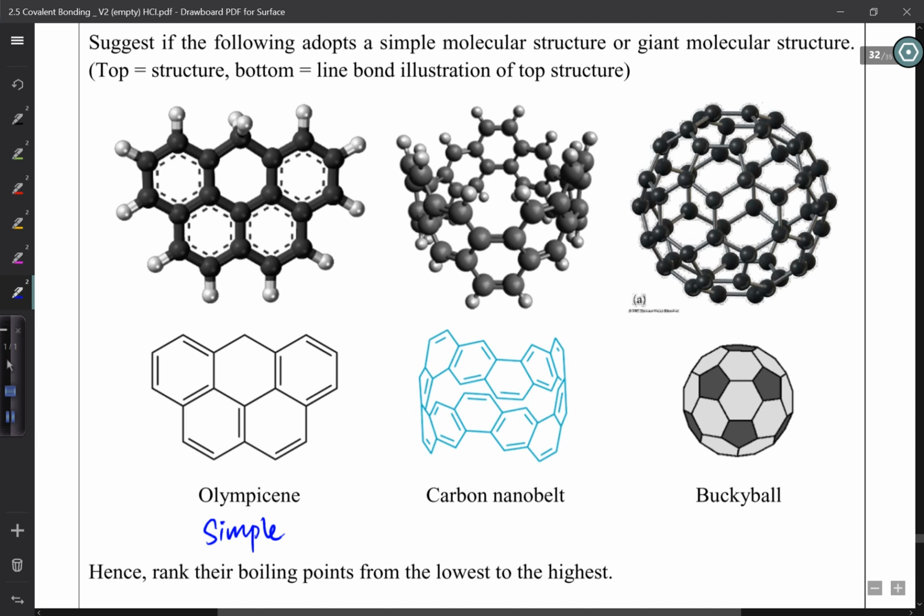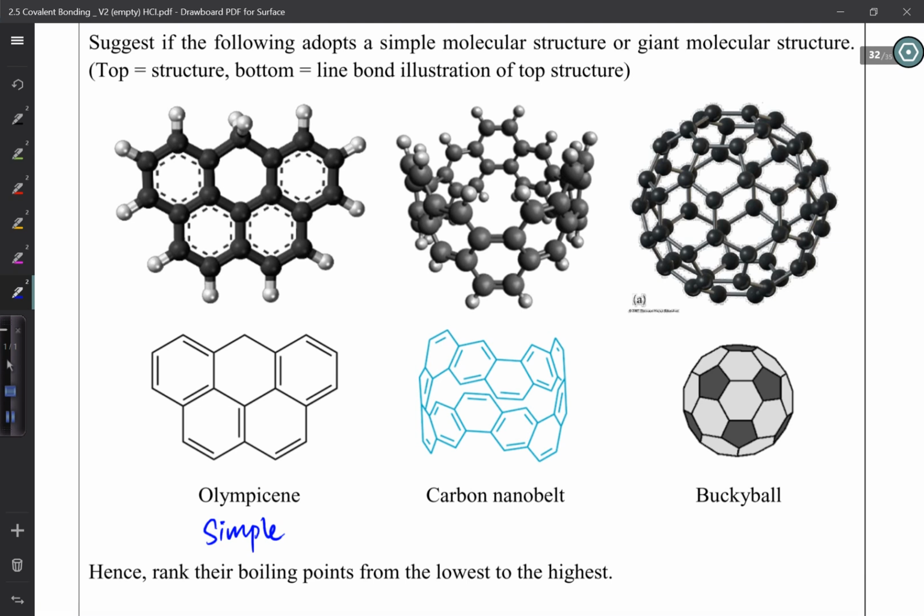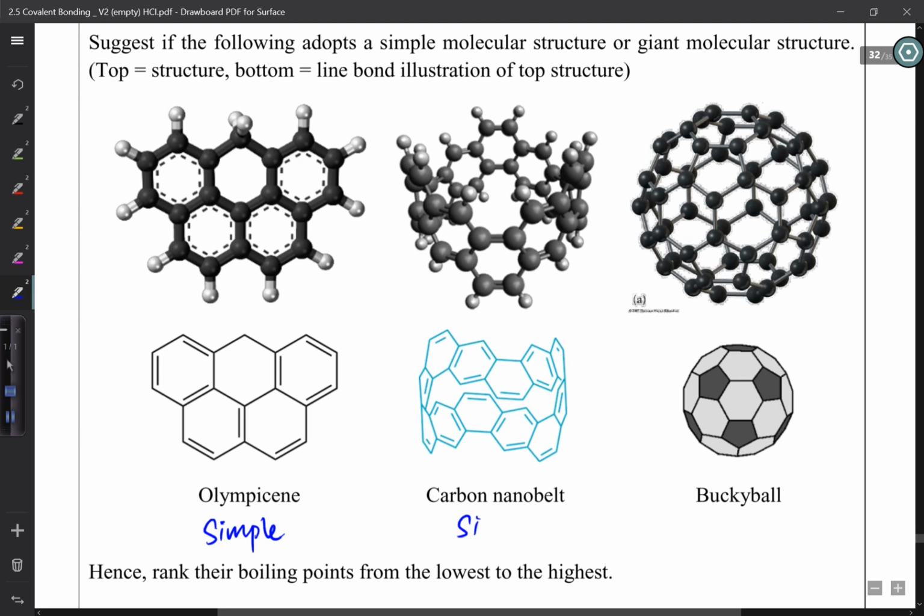This is simple. Right. What about the one in the center? Is it discrete or is it extended out to infinity? It's also simple, right? So my first answer was correct. Then what about the last one, the buckyball? Is this simple or giant? Once again, ask yourself, is it extended? Do you understand the meaning of an extended network?